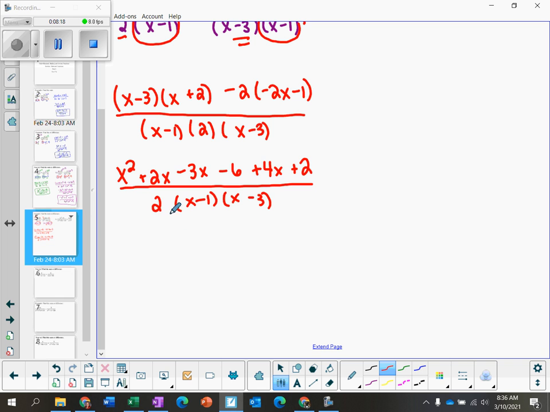There we go. All right, so the top, if I combine like terms, I only have 1x squared. 2x minus 3x is negative x. Negative x plus 4x is 3x. And then negative 6 plus 2 is minus 4.